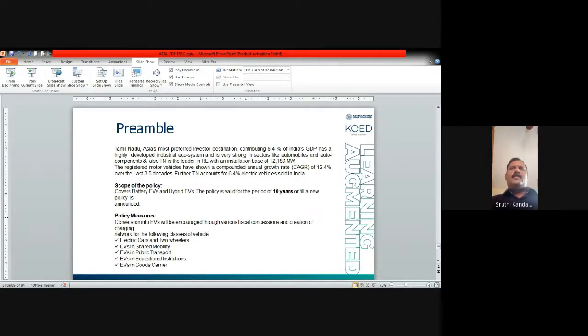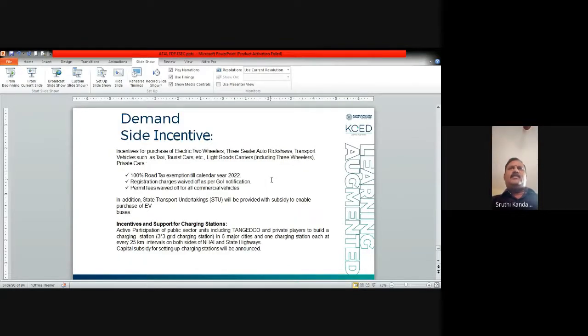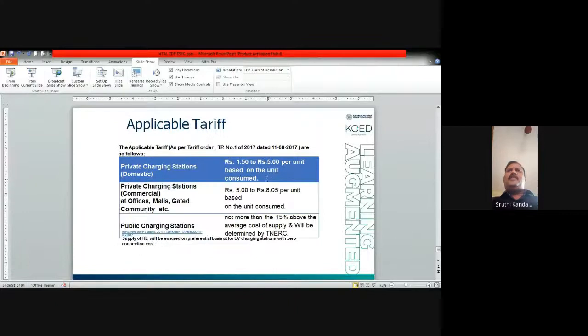So they are given the demand side incentive: 100% road tax exemption till 2022. Registration charges waived off as per the GOI, Government of India, notification. Permit fees waived off for commercial vehicles. So this is about the tariff for charging station. For the private charging station, the cost is around 1.5 rupees to 5 rupees per unit based on units consumed.